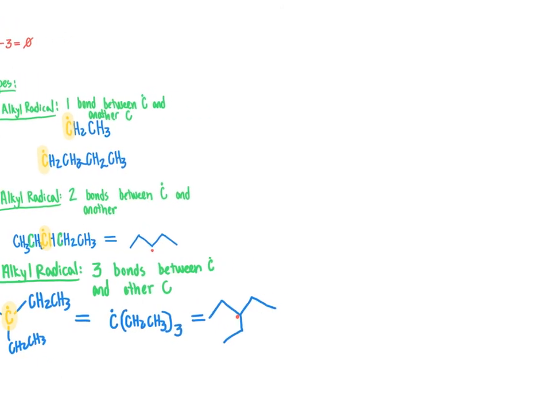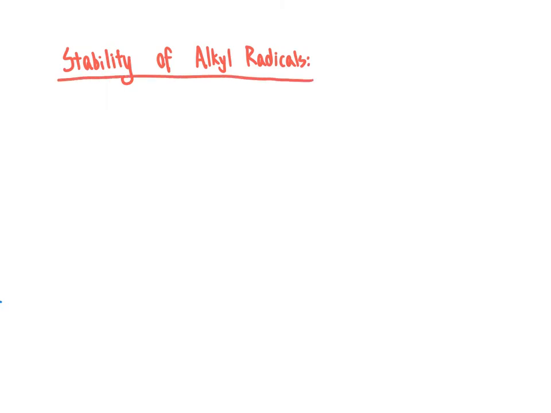When we rank the stabilities of the 3 types of alkyl radicals, what we're going to find is that the order of stability for alkyl radicals is that tertiary radicals are the most stable, followed by secondary radicals, followed by primary radicals are the least stable. So we're looking at stability of alkyl radicals, and we're just going to put a ranked order here, where tertiary radicals are the most stable, secondary are second most stable, primary are the least stable.